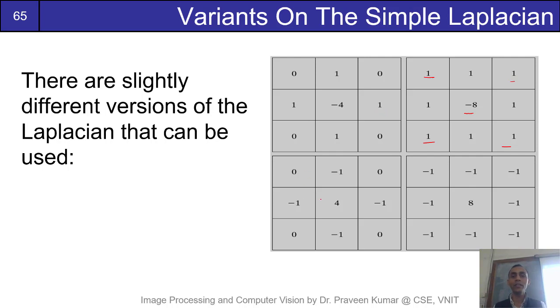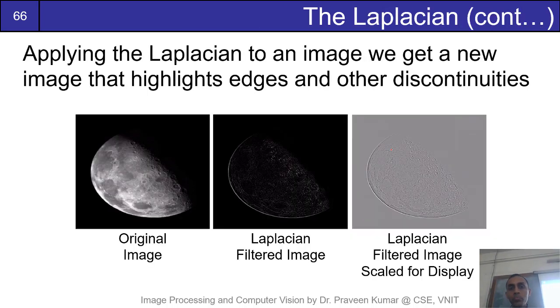If you want to take the left difference, the sign will change. So the center coefficient will become plus, and the other coefficients will become minus. And this one is for when we are taking the diagonals into account. So any of these filters you can use as a Laplacian filter. The response will change slightly, because they will represent different things.